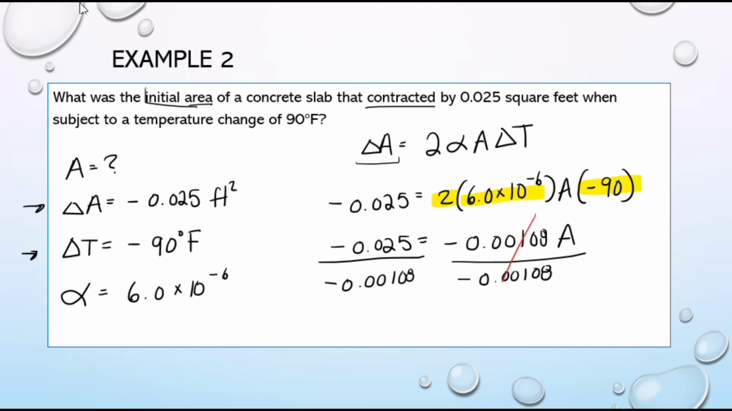These two will cancel. And when I do this math, I end up with 23.15-ish square feet. And that was the original area. If you're not sure, just go back and do the formula and see when you use this 23.15, if you put it in for A, are you going to get 0.025 when you solve for the change in area?